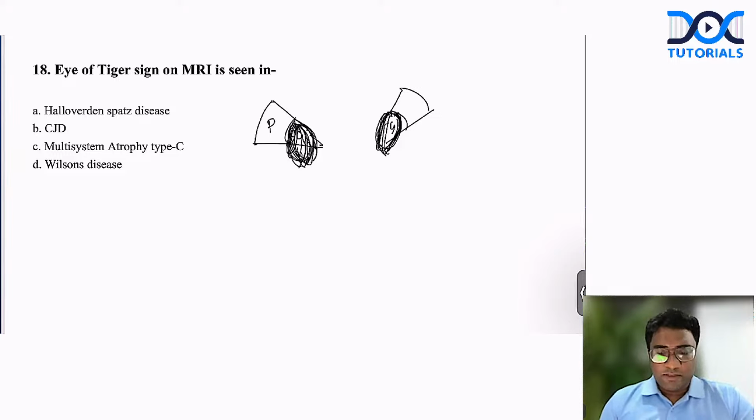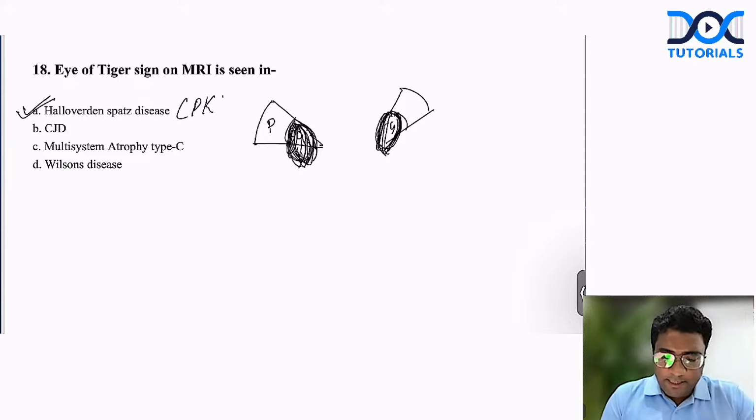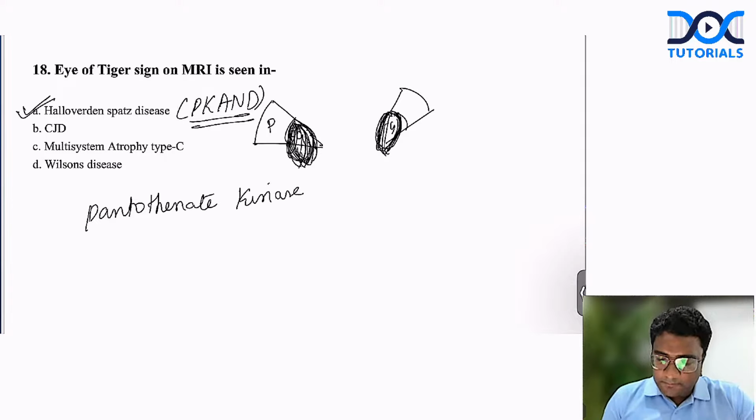Right? So in this condition, because of the iron deposition in the globus pallidus on the MR image, there will be a dark area in the globus pallidus with a central gliosis that is seen. This is Hallervorden-Spatz disease, also called PKAN. In your INI-SS exam, the question was PKAN only, pantothenate kinase associated neurodegeneration.